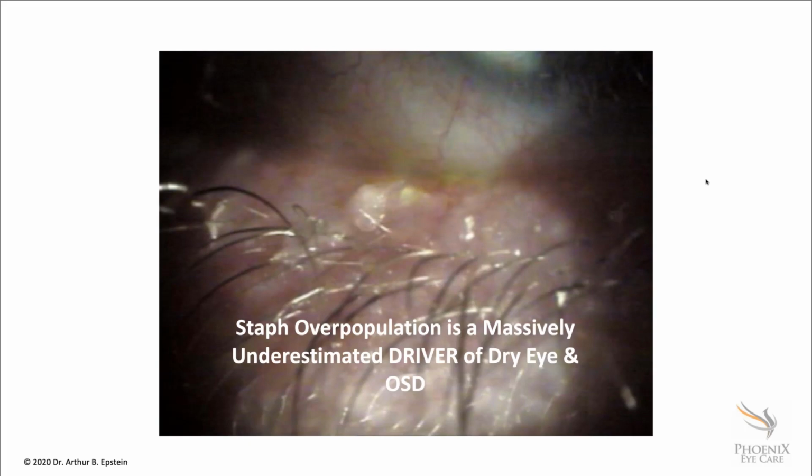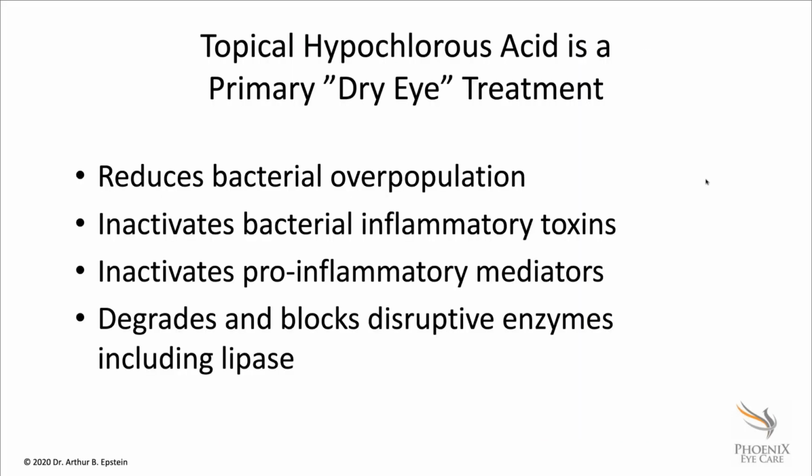This lid, not only does the patient have ocular rosacea covered with gunk, but there's enough staph to kill a small army. Hypochlorous acid is the answer. There's a number of companies that make it. I'll share my thoughts in a second. It reduces bacterial overpopulation, inactivates the toxins very effectively, gets rid of pro-inflammatory mediators, so it's actually anti-inflammatory.